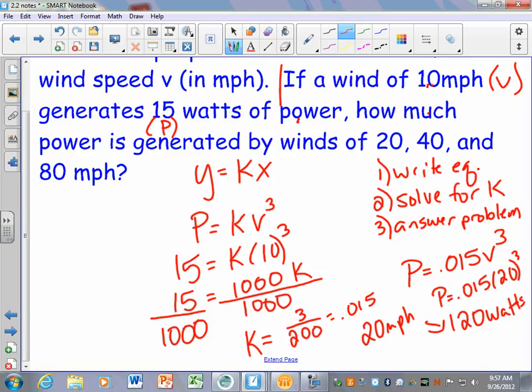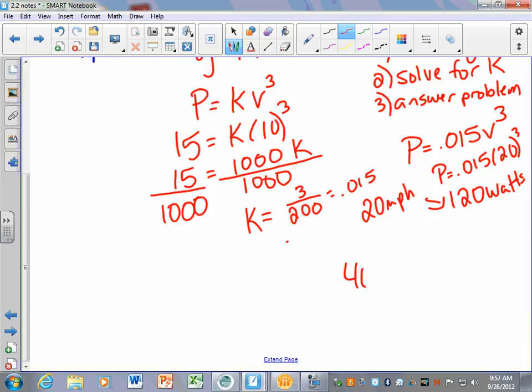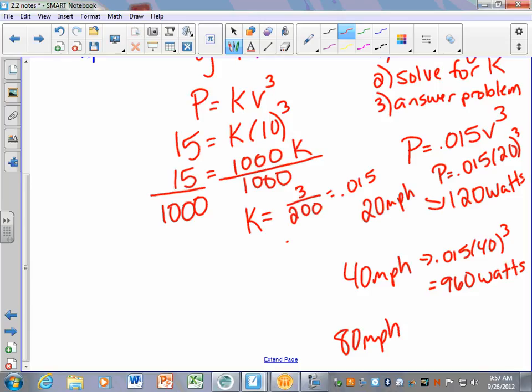And you're just going to plug in the other ones here. 40 and 80. So for 40 miles per hour, that's just 0.015 times 40 cubed. You can check me here, but I got 960 watts of power. And for 80 miles per hour, that would be 0.015 times 80 cubed. And that would be 7,680 watts of power. That's a lot. 80 miles per hour.